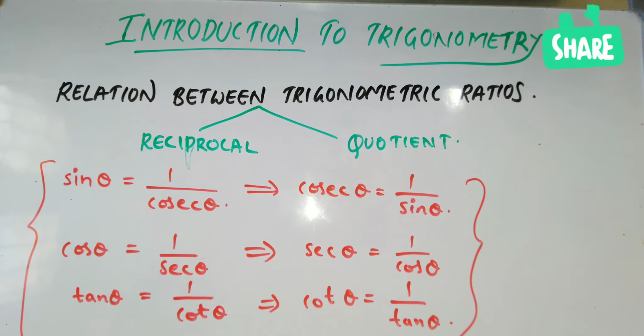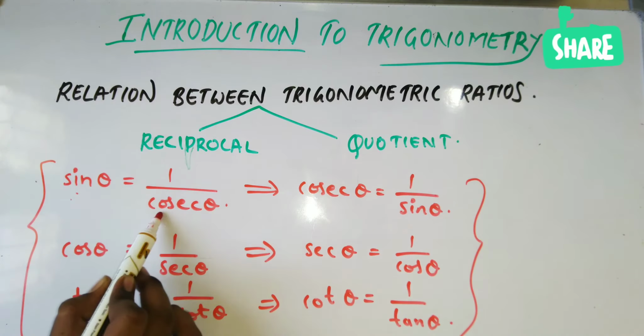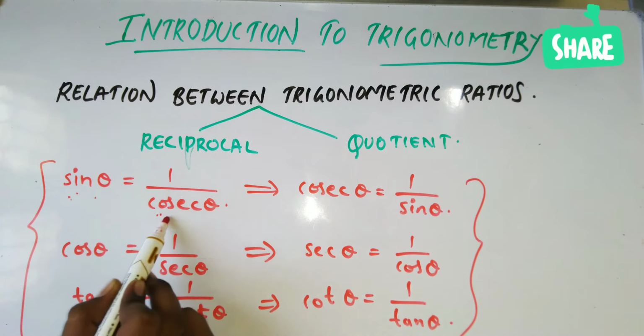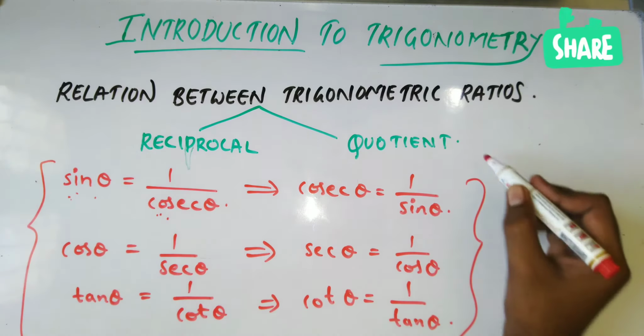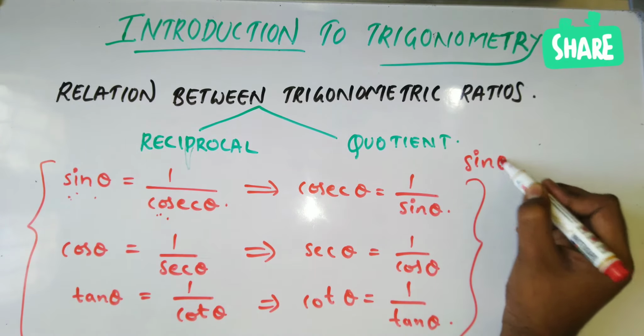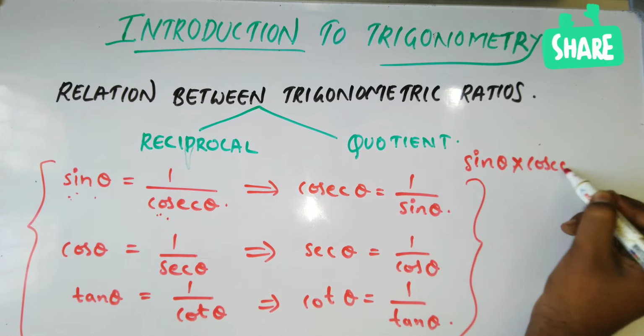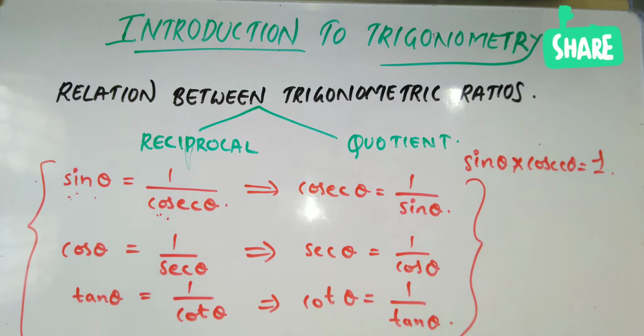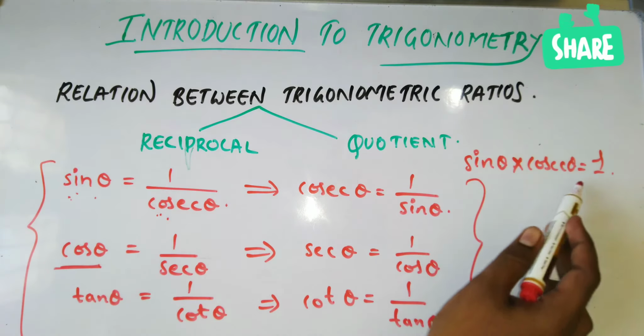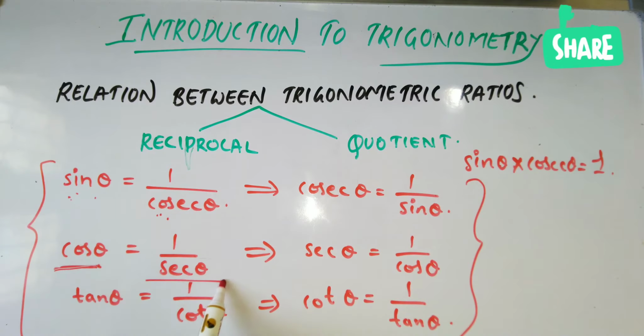From here one more thing you can write. Since these are in division, when I take it across, sin theta into cosecant theta will be 1, correct? Again the same case for cos theta: cos theta into secant theta will be 1, and tan theta into cot theta will again be 1. Okay, so this is the reciprocal relationship.